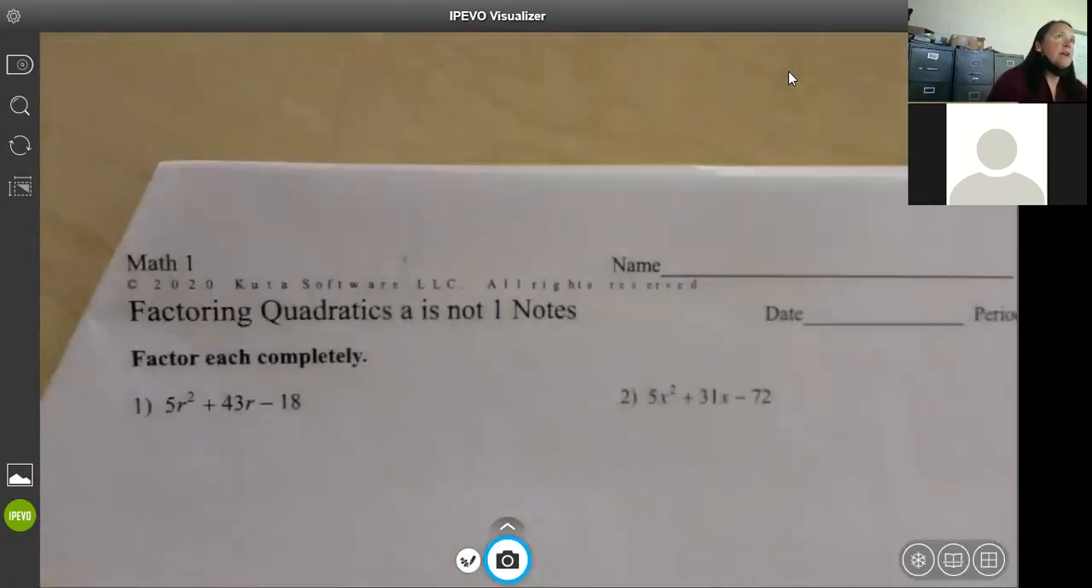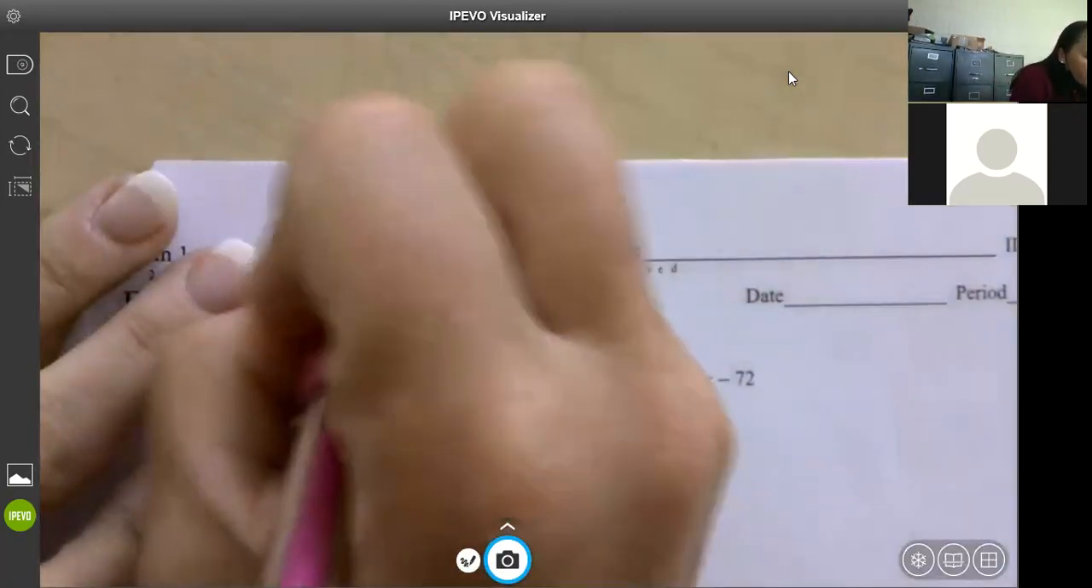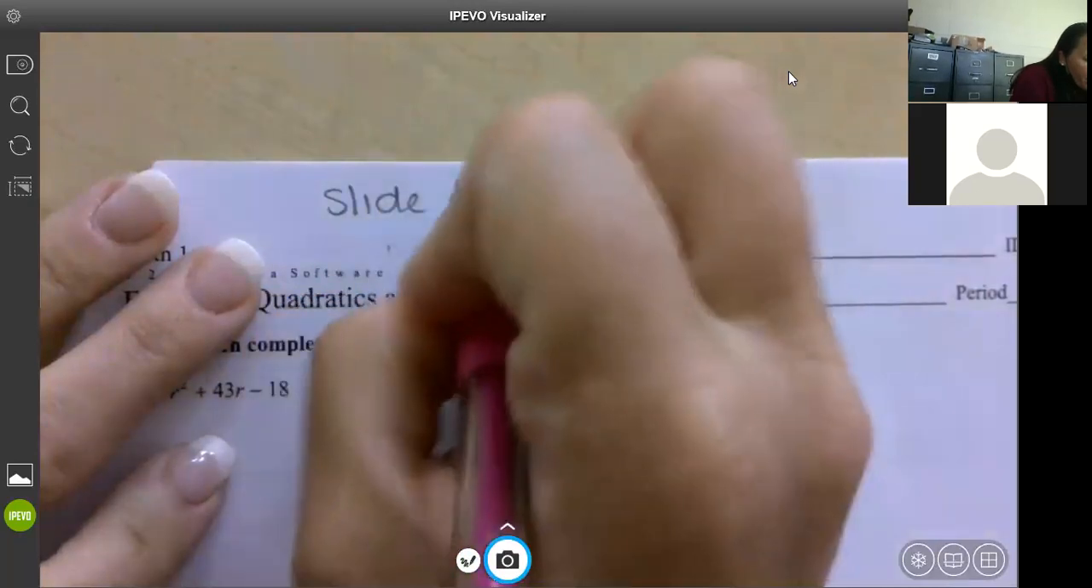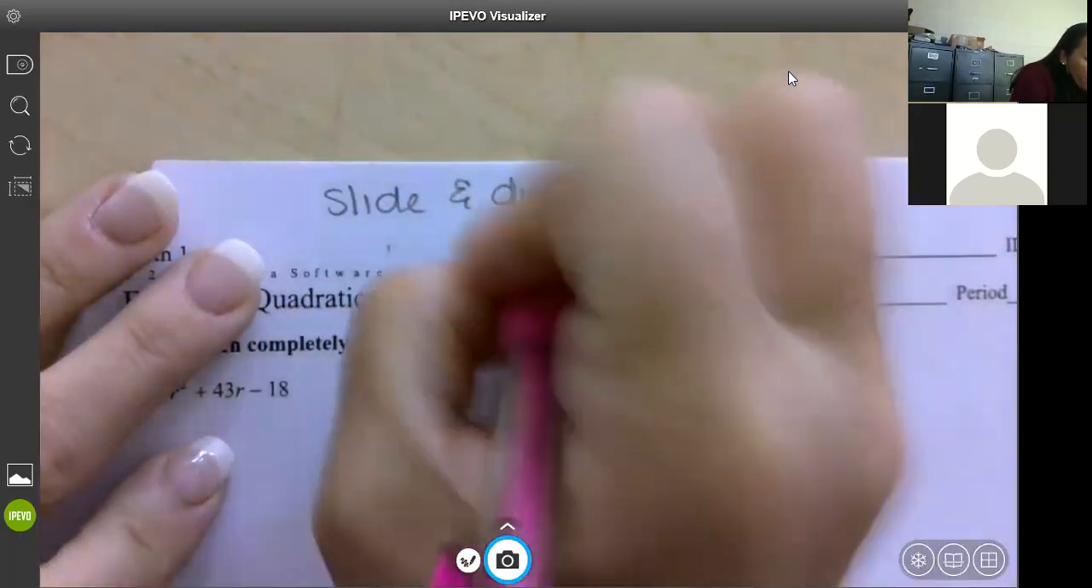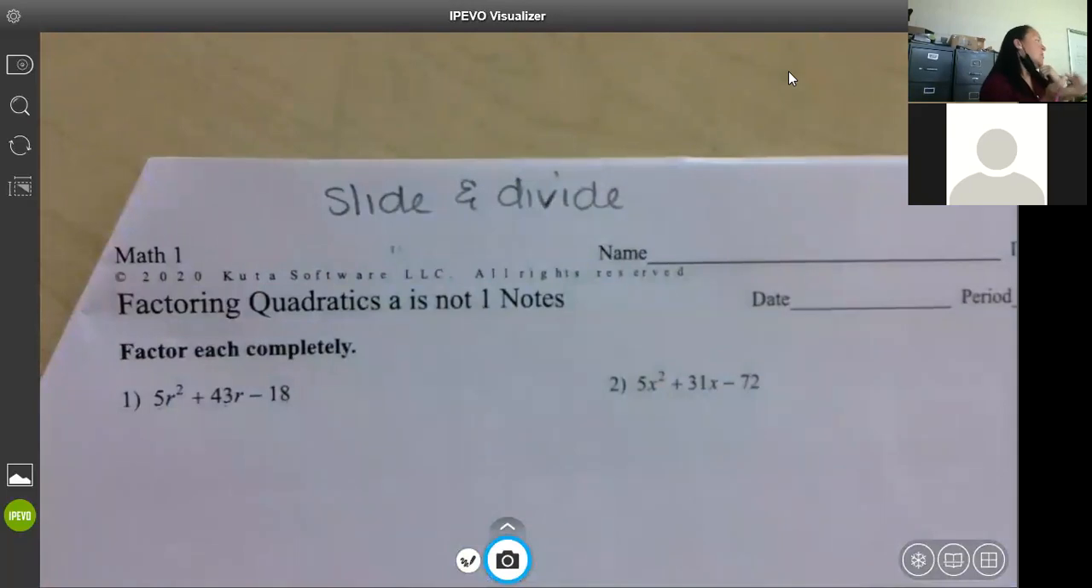So this is what you do. It's called slide and divide. And if you have friends in Ms. Burkhart's class, when she does it, she does slide and divide bottoms up. And I'll tell you what that is in just a few minutes. Okay. So we're going to do slide and divide.